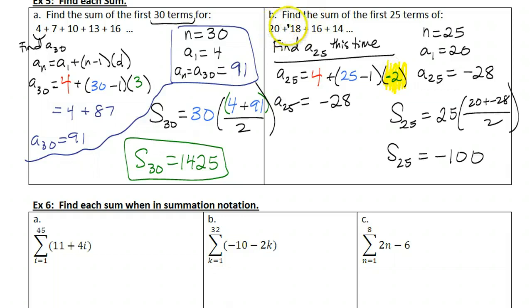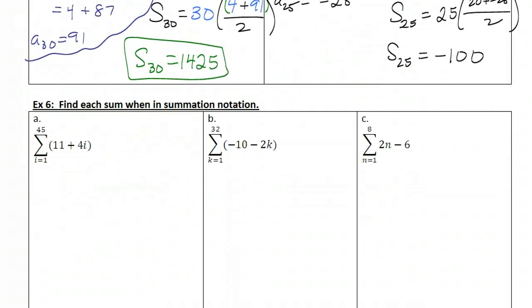So because it's going down, D is negative. So it's decreasing by 2 each time, so we say D is negative 2. All right, again, write down any questions you have. We're going to move on to example 6. Woo! All right, so here's example 6.